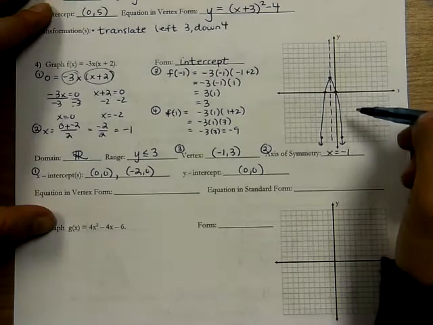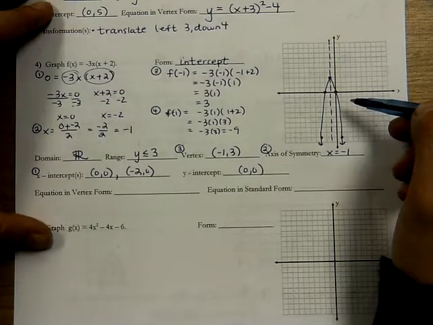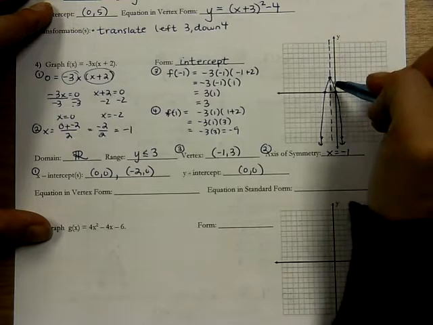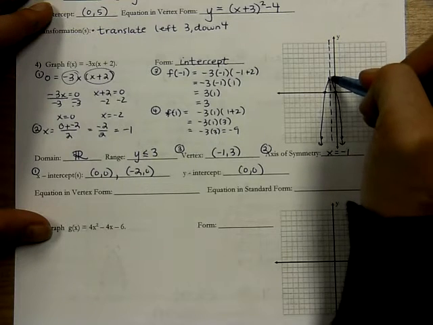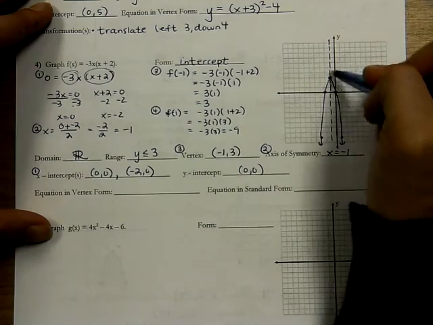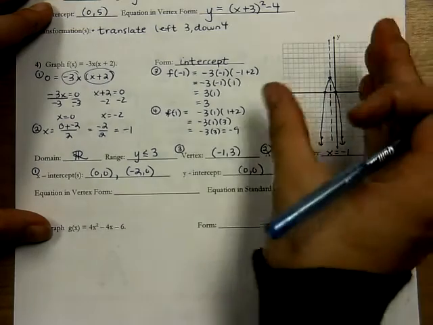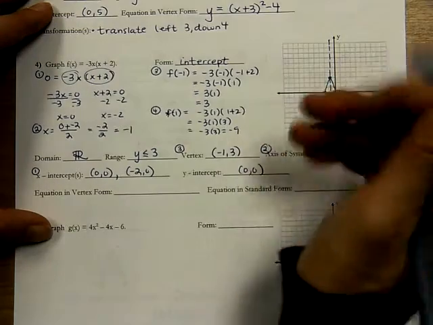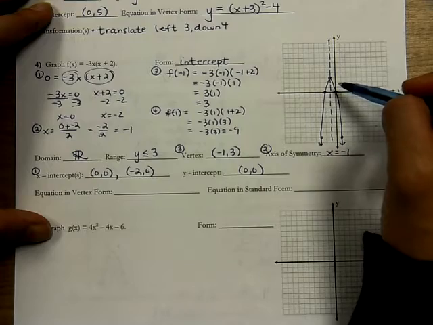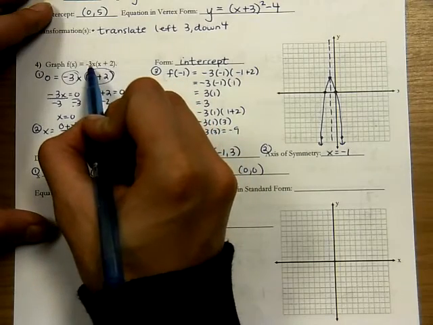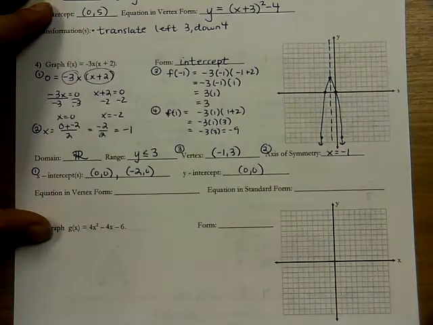Alright, now this one did not ask us to identify the transformations from the parent function, but if it did, we would be translating to the left 1 and up 3. It would be a reflection because we're opening down. And because this is narrower than the parent function, this would be a vertical stretch. Or because this a value has a 3, it would be a vertical stretch.